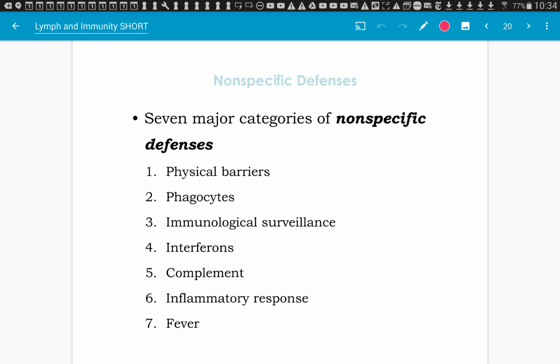Okay, so here's a list of non-specific defenses. So first one is physical barrier. The largest organ in your body is also called the first line of defense. Anybody? Your skin, yeah. If your skin is unbroken, it's basically this wonderful barrier that prevents infectious diseases and pathogens from entering your body. That's why we call it the first line of defense.